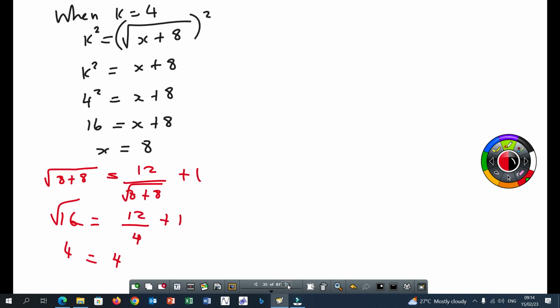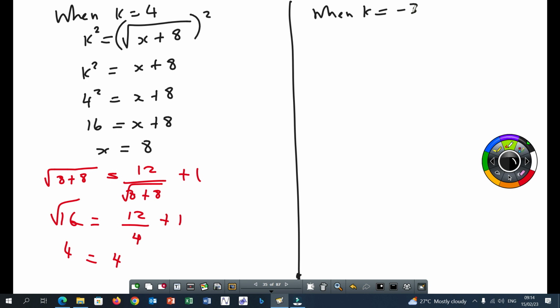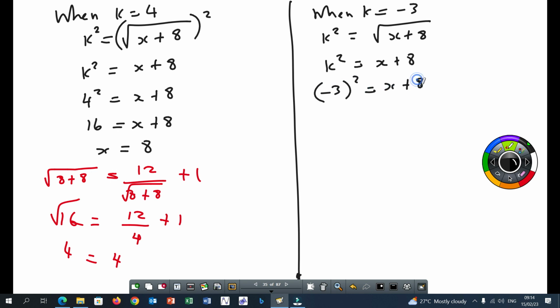Okay. Then, when k is minus 3, so we get k squared equal to the square root of x plus 8. So that will give us k squared equal to x plus 8. Then we substitute. So you end up getting a 9, a 9 equal to x plus 8. So x will be 1.